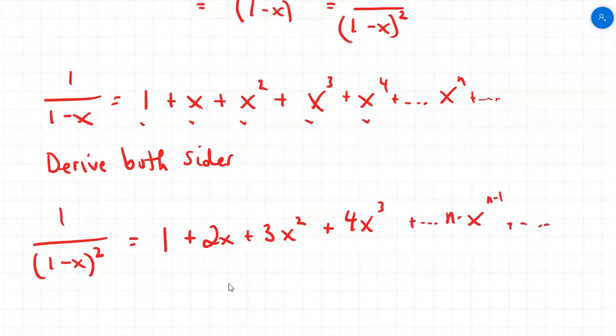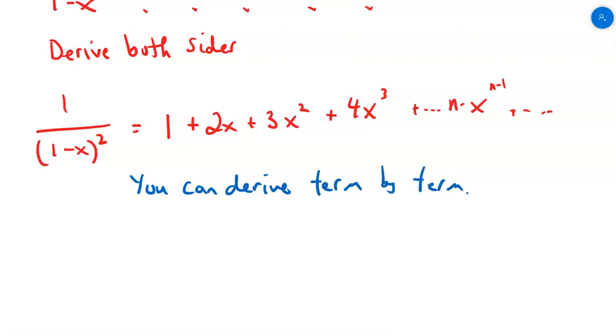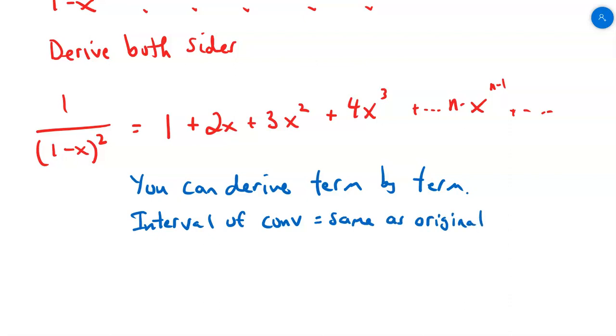All right, so there's a couple of things that come out of this. Well, first of all, I get a nice series out of it. I guess that's a nice advantage. The one thing is you can derive a series term by term. And when you do that, the interval of convergence remains the same. And by the same, I mean same as the original one. Okay, so if the 1 over 1 minus x converges between negative 1 and 1, then 1 over 1 minus x squared also converges between negative 1 and 1.